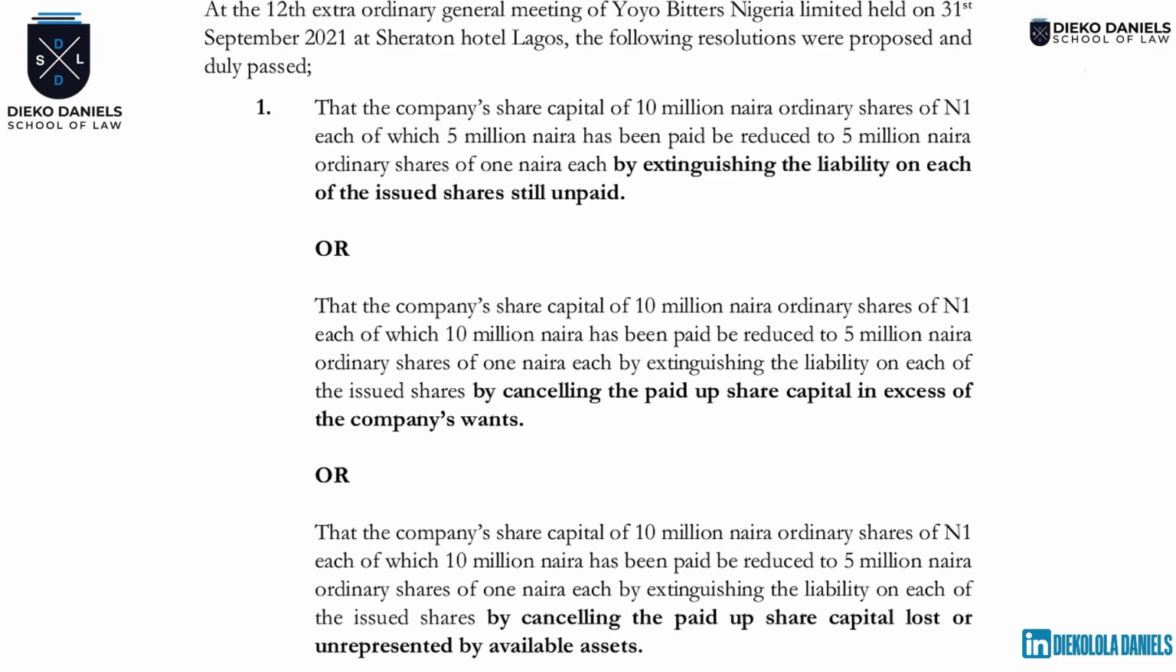When you are drafting, okay, we have 10 million. How many people have paid? These people have paid, abi. 5 million naira has been paid. Right? We want to reduce this to so and so. How do you want to reduce it? By extinguishing the liability on the issued share capital. Which method? Is it by cancelling the paid up share because of the company's wants, or by cancelling the paid up share because it's lost and unrepresented by assets, or because it is unpaid?